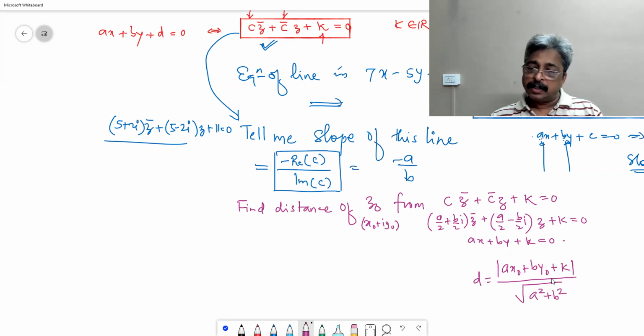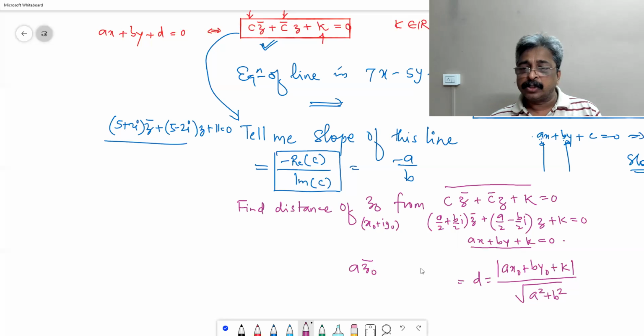Correct? So if now I want to write this quantity inside the distance formula in terms of complex numbers, how will I write it? If this means this, then this means c z naught bar, sorry, not a, c z naught bar plus c bar z naught plus k. They are equivalent, yes or no?